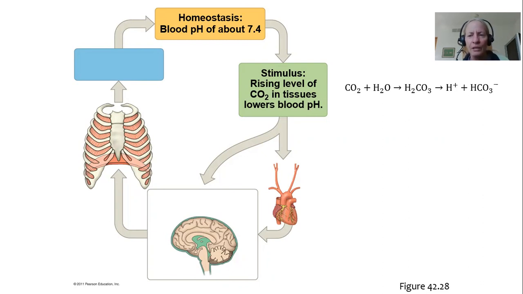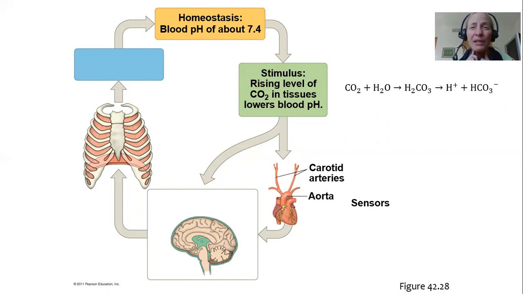So this increase in hydrogen ions lowers the pH because pH, remember, is the negative log of the hydrogen ion concentration. So if hydrogen ion concentration increases, then pH is going to decrease. So this lower pH in the blood is detected by sensors that are in the carotid arteries, which are these two main arteries that carry blood up to your brain.